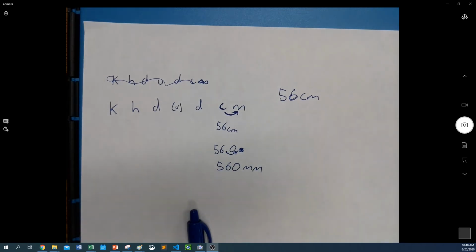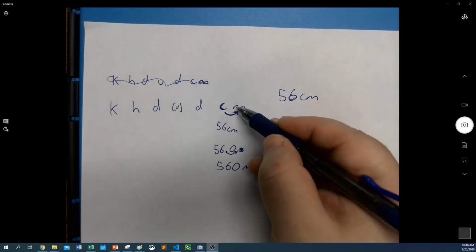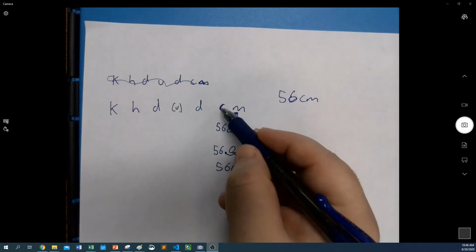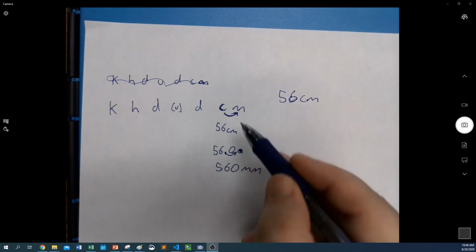It depends on which way you're going. So this is centi, this is milli. So if you're going from centi to milli, you go in the same direction. We move to the right.